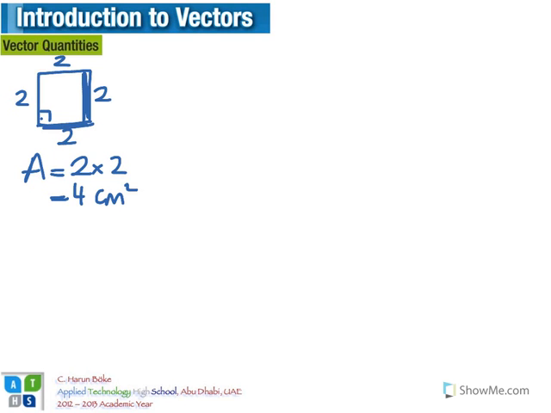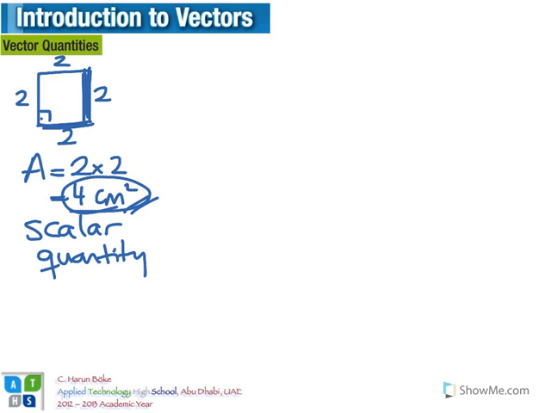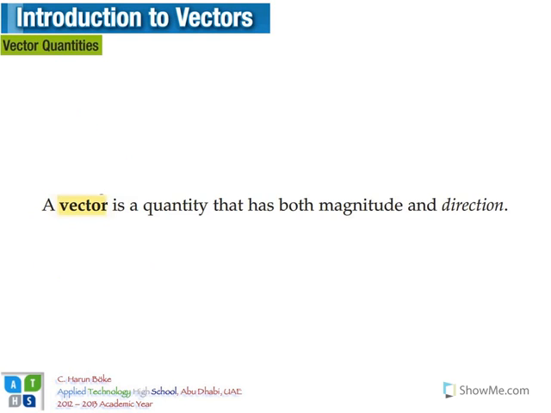Well, when it comes to quantities, this is called a scalar quantity, because we only know about the number, the amount. And here for area we know that it is 4 centimeters squared. But for vectors, we should have the number as well, but we should also have a direction. So we define vectors as a quantity that has both magnitude, meaning the number, the amount, and direction.